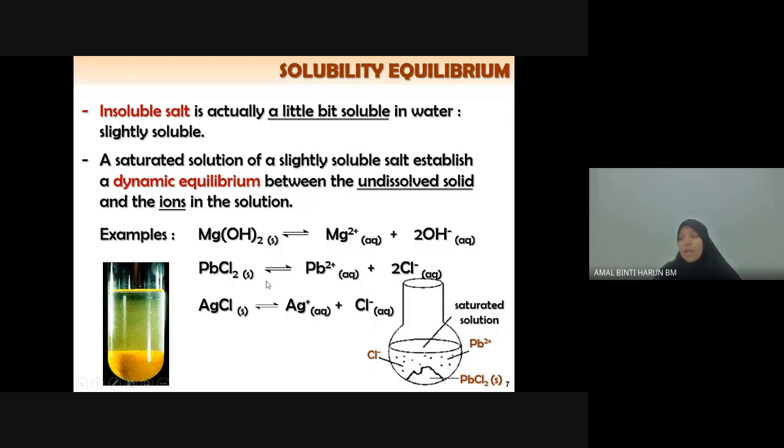For example, we have lead chloride. It is slightly soluble, and then when it dissolves, it dissociates to form lead 2+ and chloride ion. Okay, so maksudnya dia akan dissociate sampai dia reach equilibrium, ataupun kita panggil dia dynamic equilibrium. So at this moment, we can find the concentration of lead 2+ ion, chloride ion and the PbCl2 solid. Okay. So ada tiga benda ni at equilibrium.